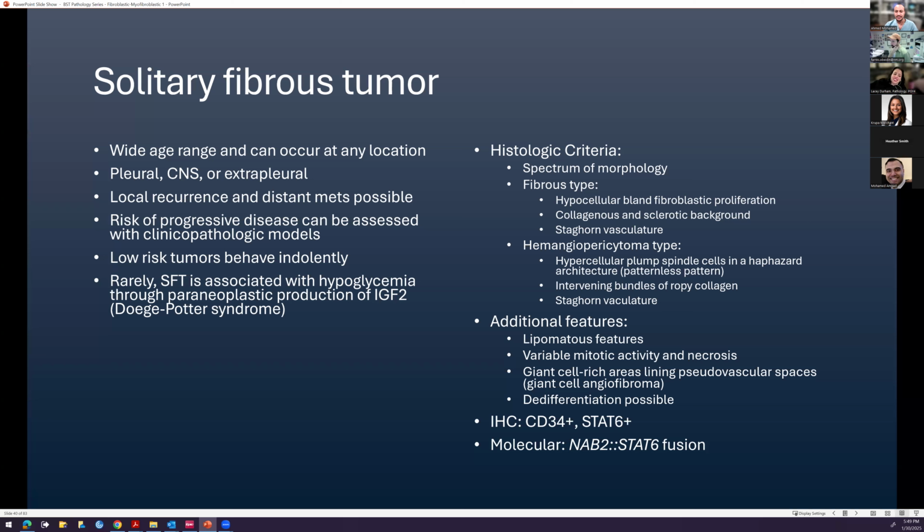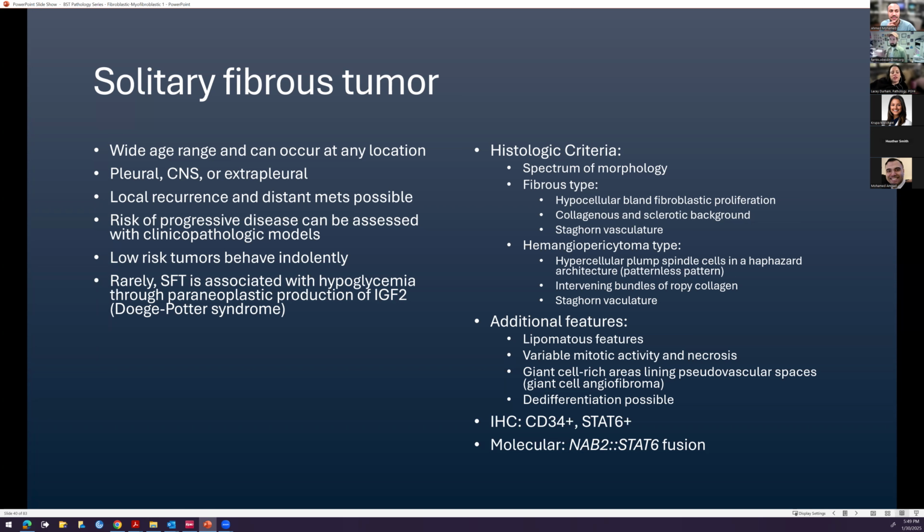All right. SFTs have a wide age range and can occur in any location. We used to think of these predominantly as a pleural-based tumor. To be honest, pleural-based tumors are kind of the minority nowadays, but we used to think of them as pleural tumors. We actually used to call these fibrous mesothelioma, but that's all kind of gone away. The thing is, there are a lot of different morphologies for this.